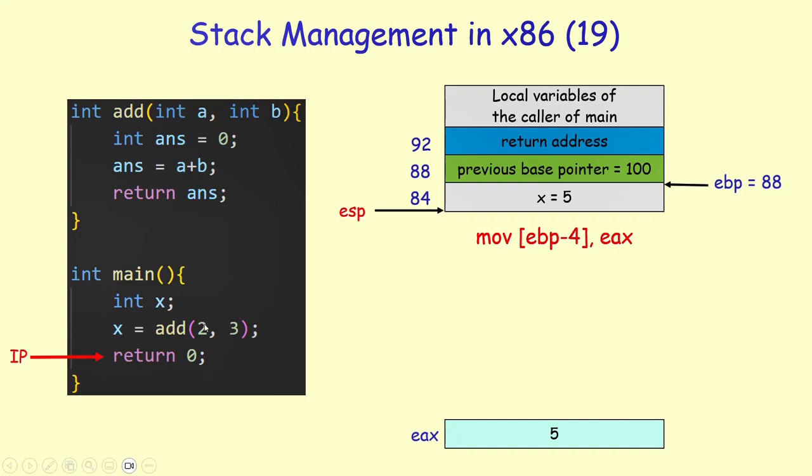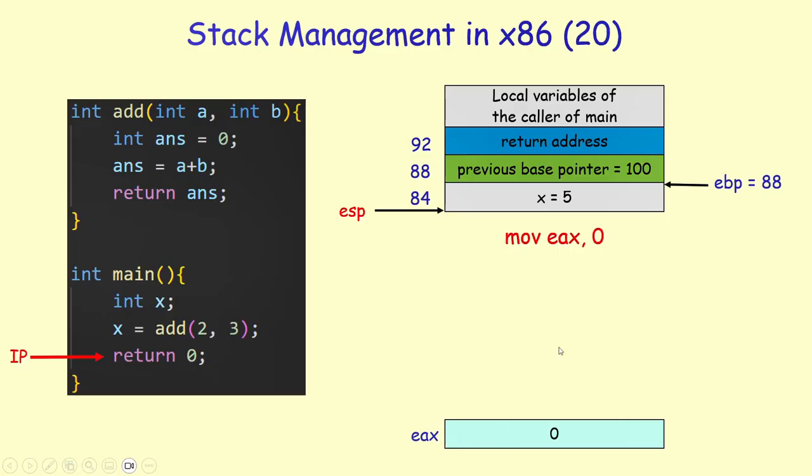We are now ready to return back to the operating system with a return value of 0, indicating that this process is terminating without any errors. How do we return an integer value from a function? We know that we are using the accumulator or the EAX register in x86. So I need to put 0 into EAX, and I do that using the move instruction. I say move EAX, 0. That puts 0 into the EAX register.